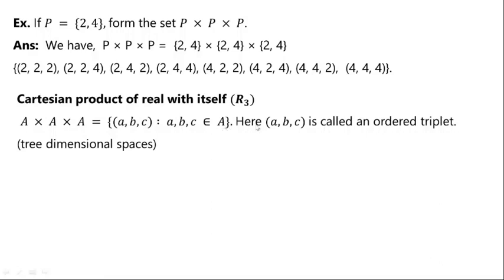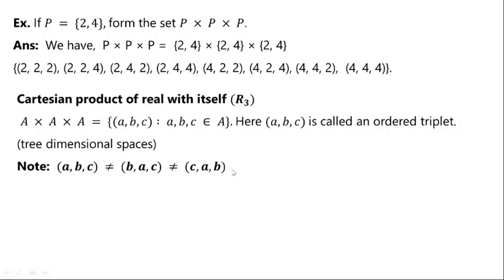Here (A, B, C) is called an ordered triplet, or we may say three-dimensional space. Again, keep in mind that in the ordered pair (A, B) is not equal to (B, A). Likewise for three-dimensional space also, (A, B, C) is not equal to (B, A, C), and that is not equal to (C, A, B) also.